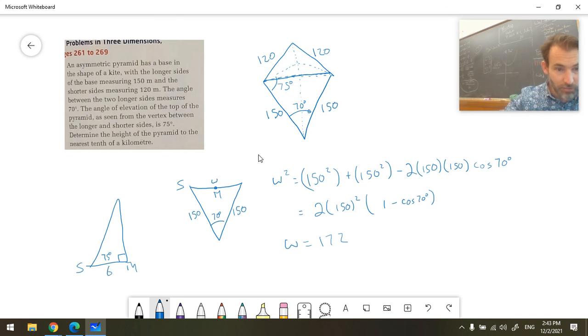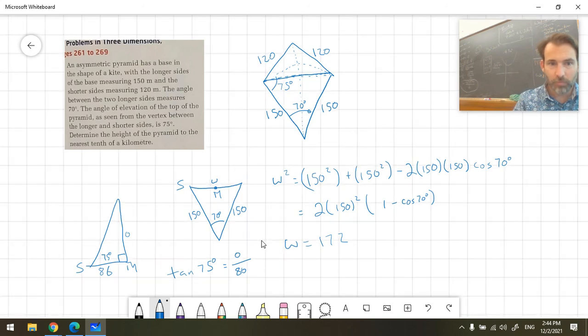So we can use that to find the height of this pyramid here. So now what relationship relates those? This is the opposite. This is the adjacent. So tangent. Tan 75 degrees equals the opposite over 86. So I'm going to do 86 times tan of 75 equals 321.